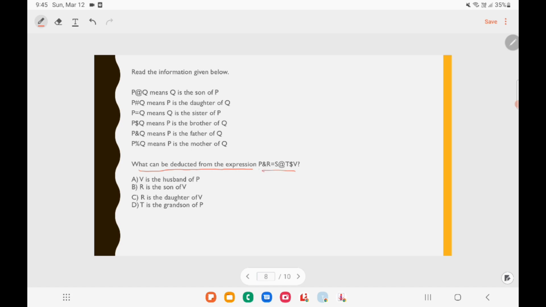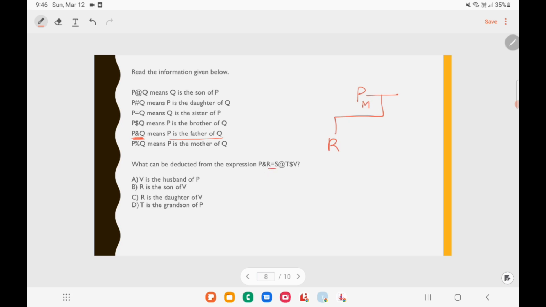So we only need to look into this, and for solving this, just take these statements. Don't go and read all these statements first, because it's going to waste your time, because anyway you are going to read it again. Just look here. First is P and R. Now you go and check what P and Q means. P and Q means P is the father of Q. So P and R means P is the father of R. So just draw the family tree. P is the father of R, so P is a male. It's the father, so it's a male.